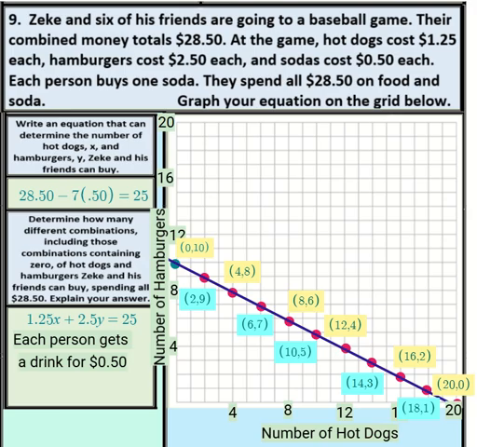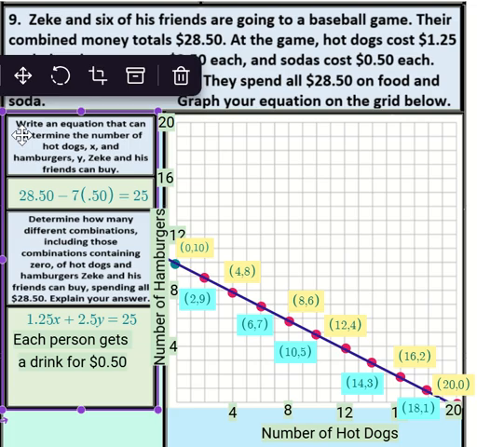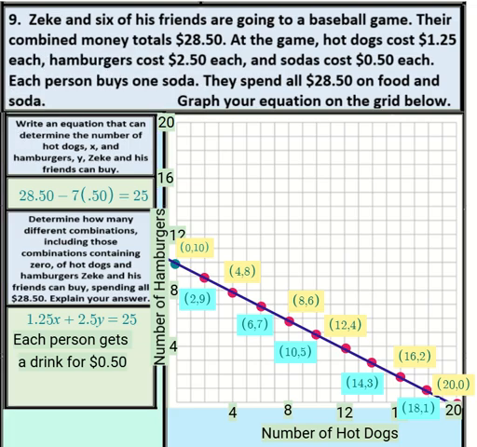Each person buys one soda. They spend all $28.50 on food and soda. Graph your equation on the grid below. So they want us to write an equation that can determine the number of hot dogs, X, and hamburgers, Y, Zeke and his friends buy.